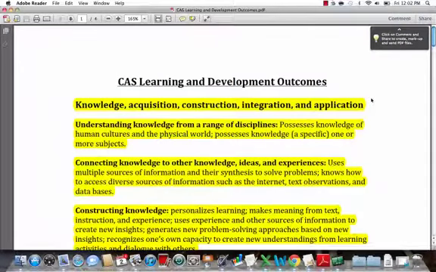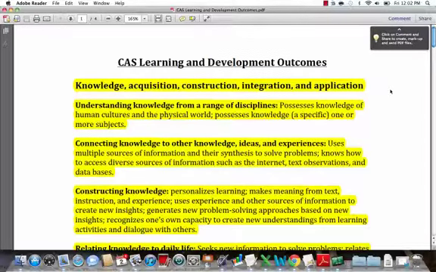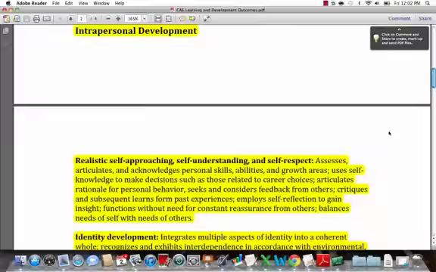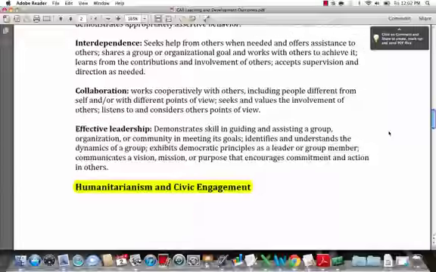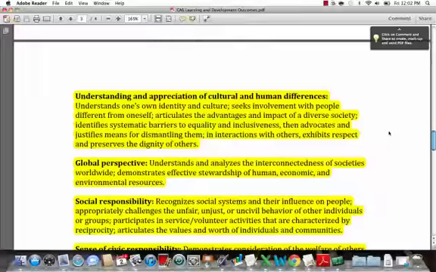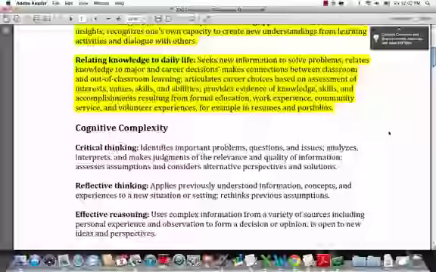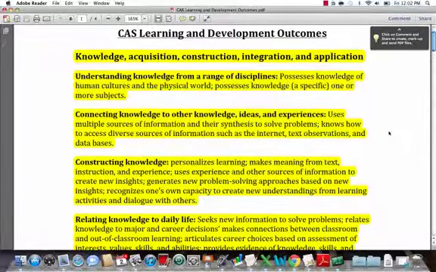This worksheet, well, this is actually a reference, you don't need to type anything on here, is the CAS Learning and Development Outcomes. There are 5 categories and they're color-coded. There's knowledge acquisition, construction, integration, and application; cognitive complexity; intrapersonal development; interpersonal competence; humanitarianism and civic engagement; and practical competence. And each of these have different possible outcomes, like constructing knowledge or relating knowledge to daily life. And these outcomes have explanations of what could happen.